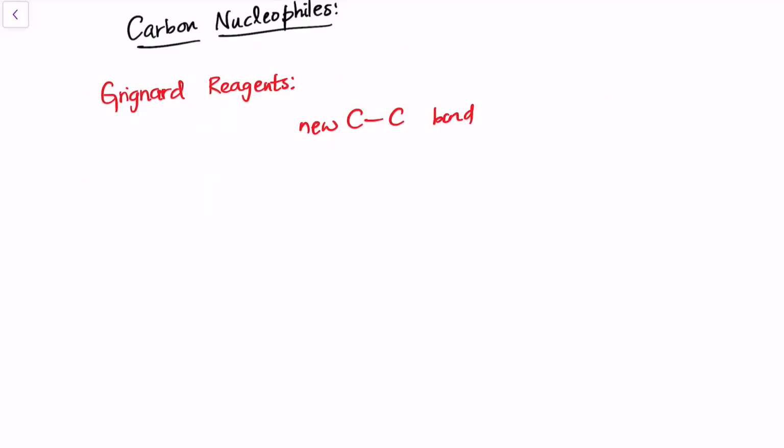Most commonly, Grignard reagent is used to modify the carbon skeleton. So let's take a look at carbon nucleophiles. When you treat a ketone with a carbon nucleophile, let's take a simple example of a ketone.